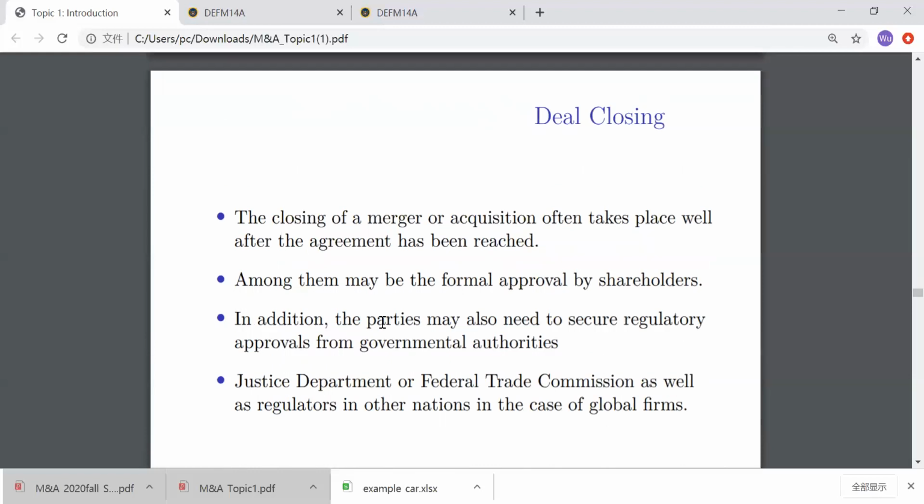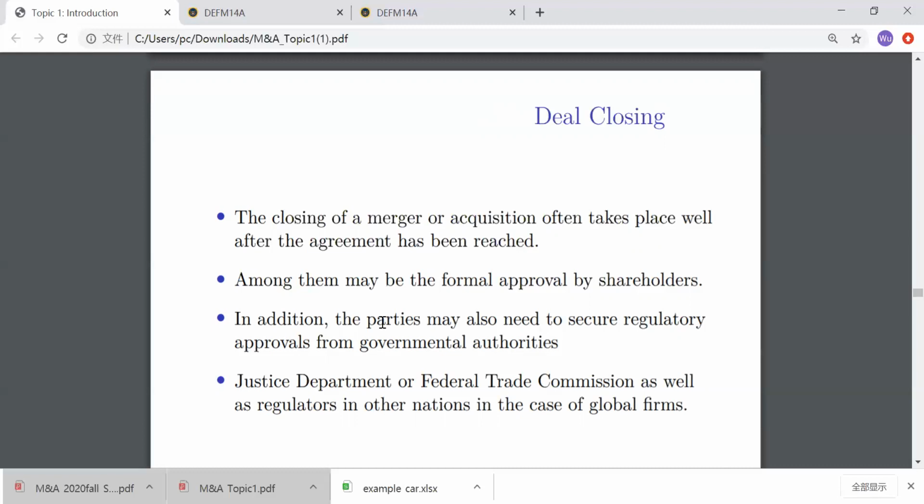Now, finally, deal closing. Right? We also call it deal completion. What it means is that the closing of the M&A often takes place after the agreement has been reached, typically 1 to 2 years later. And to close the deal, basically, you need approval from the shareholders, right? So this is one of the steps.